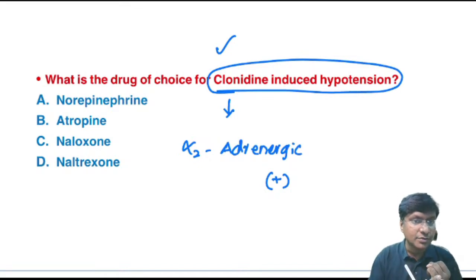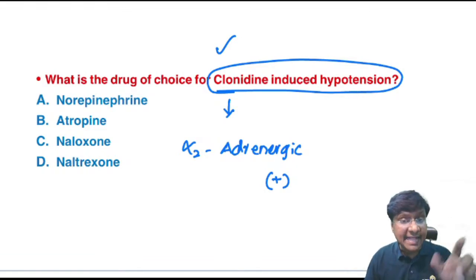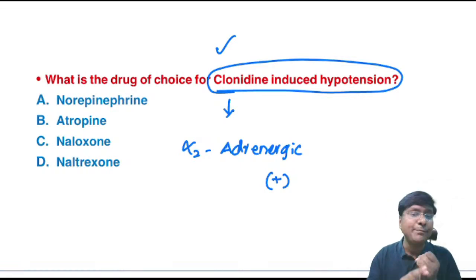Apart from clonidine, we have tetrahydrozoline, imidazoline, and tizanidine. These are all your alpha 2 adrenergic agonists, right? What they do is stimulate the alpha 2 adrenergic receptors, thereby inhibiting central nervous system sympathetic outflow, and thereby the individual can develop hypotension.